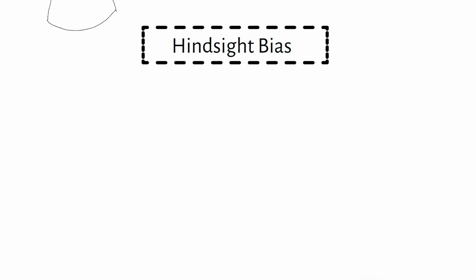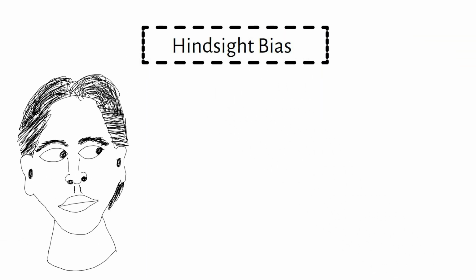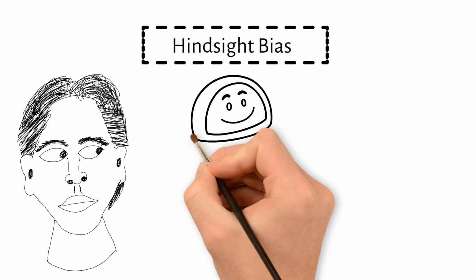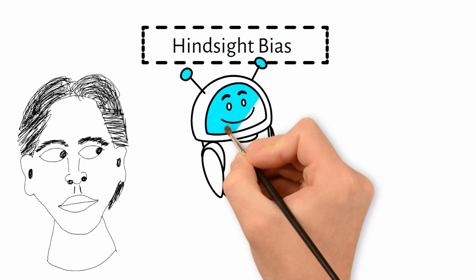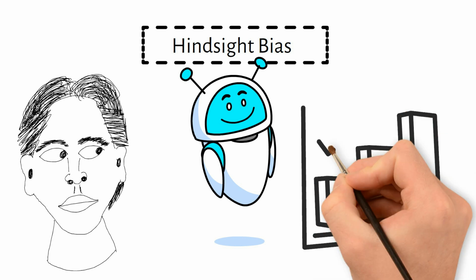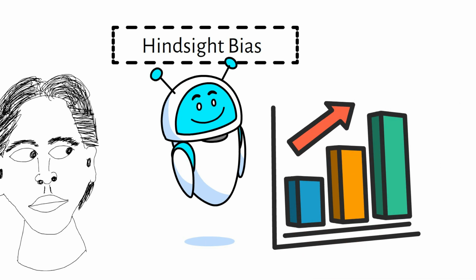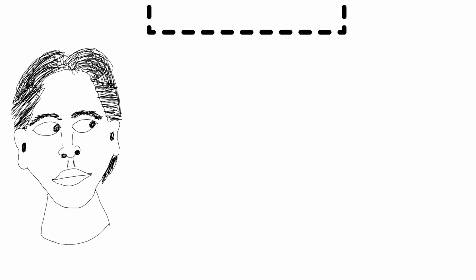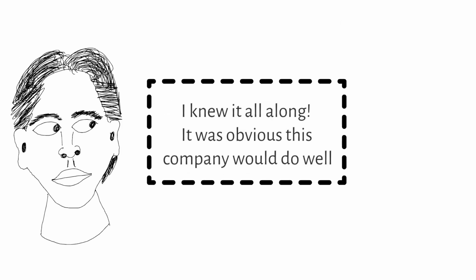Hindsight bias. Now, Sam invested in a tech startup after hearing mixed reviews. Initially, he was unsure, but he took the risk, and a few months later, the company skyrocketed in value. As he celebrated his success, Sam found himself thinking, "I knew it all along. It was obvious this company would do well."